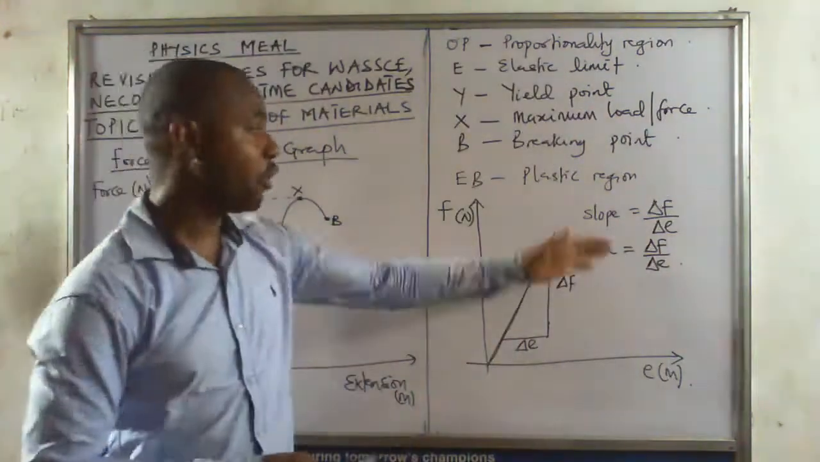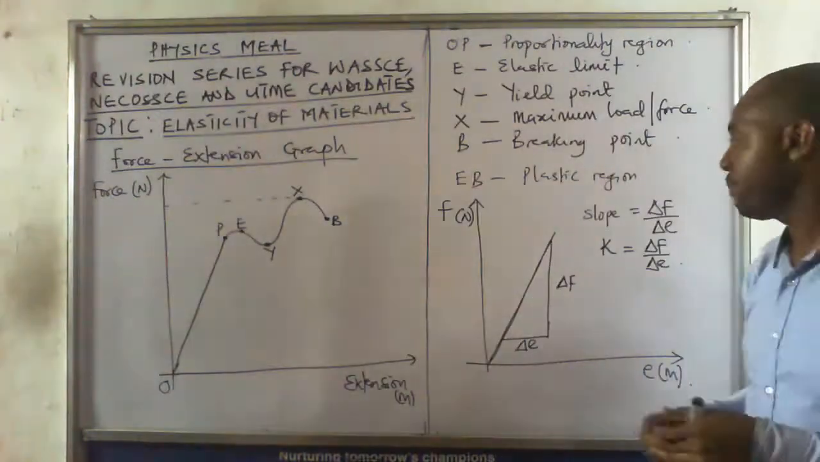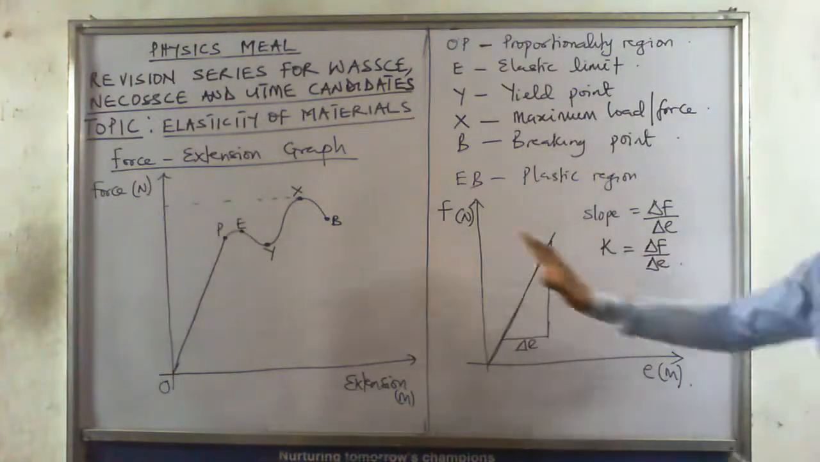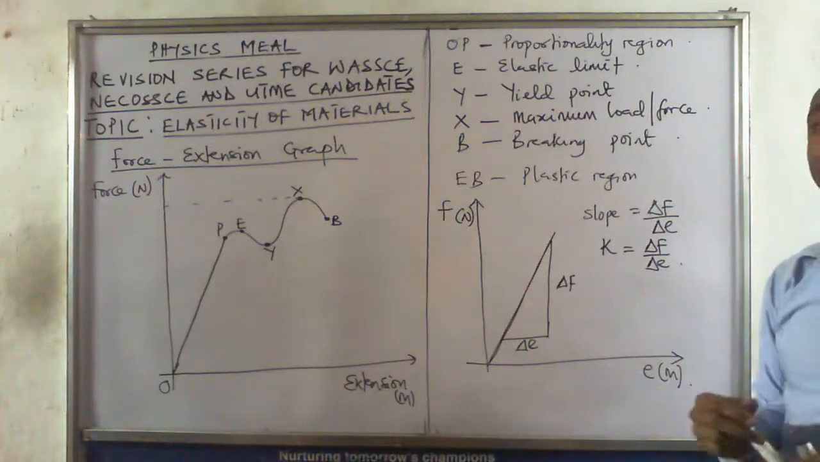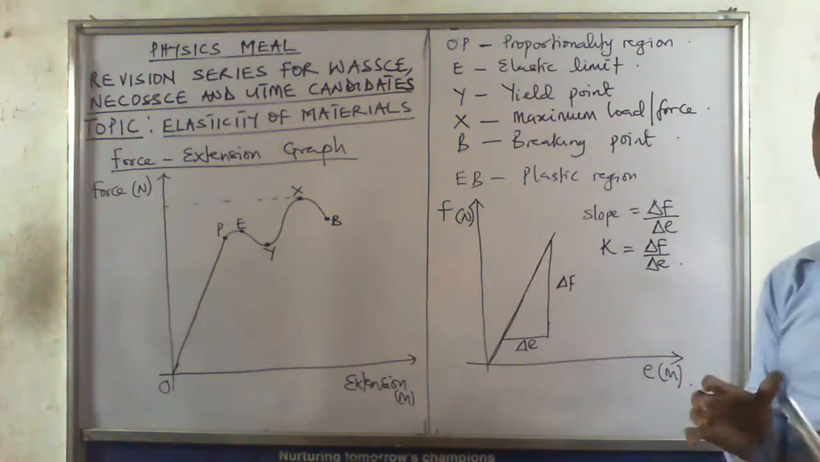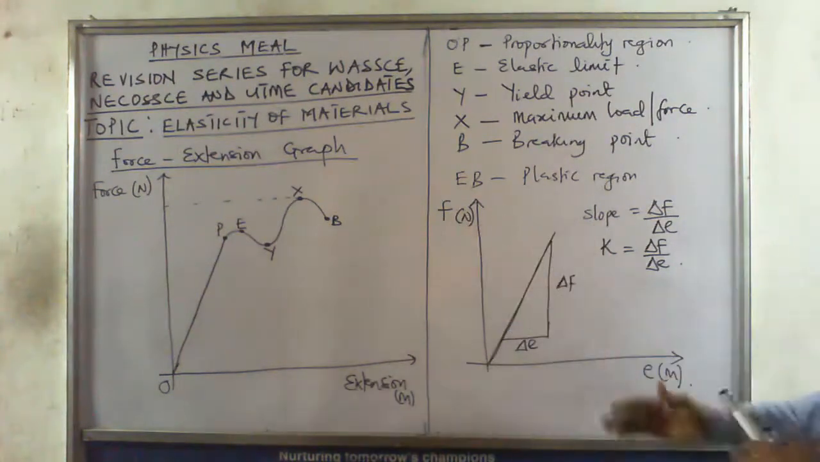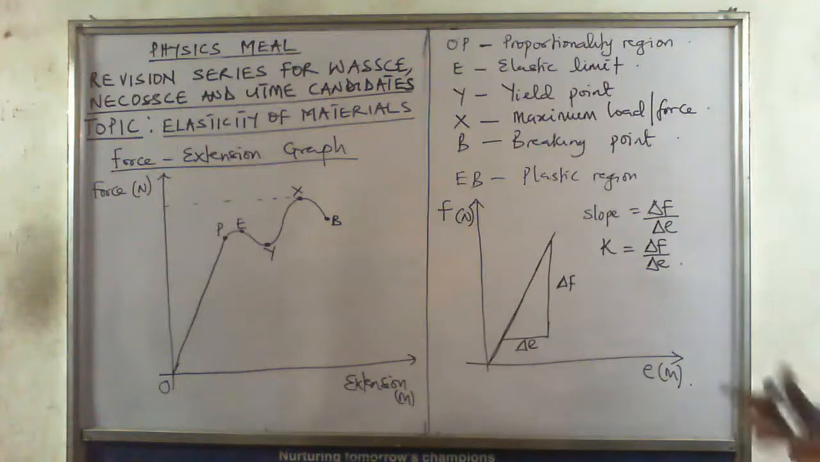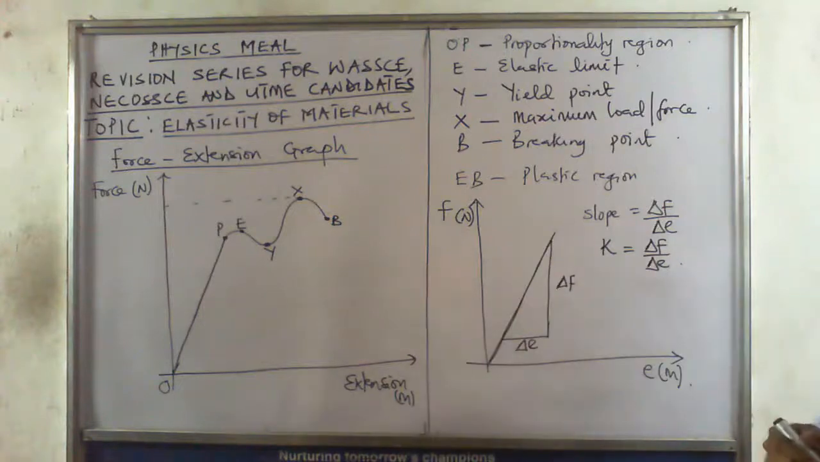The slope of the force extension curve is the force constant. This is very important. When you plot the graph of the force against extension obtained in an elastic material, the slope you are going to obtain is the force constant, if Hooke's law is obeyed, remember that's how we started, in that experiment or practical.